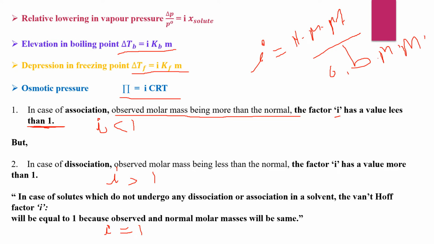As in case of association, since the observed molar mass is higher, the value of i will be less than 1. In case of dissociation, we know that the observed molar mass is less than the normal molar mass. So in this case, the value of i will be greater than 1.